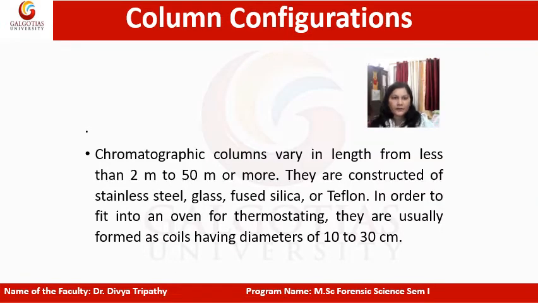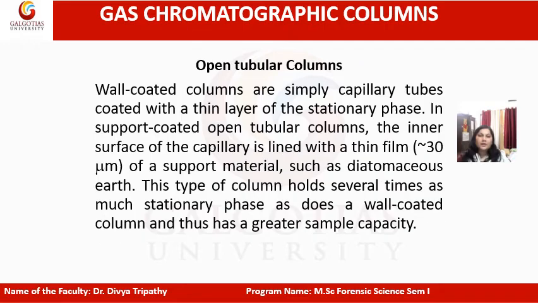Chromatographic columns vary in length from less than 2 meters to 50 meters or more. They are constructed of stainless steel, glass, fused silica or Teflon. In order to fit into an oven for thermostating, they are usually formed as coils having a diameter of 10 to 30 centimeters. In open tubular columns, wall-coated columns are simply capillary tubes coated with a thin layer of stationary phase.